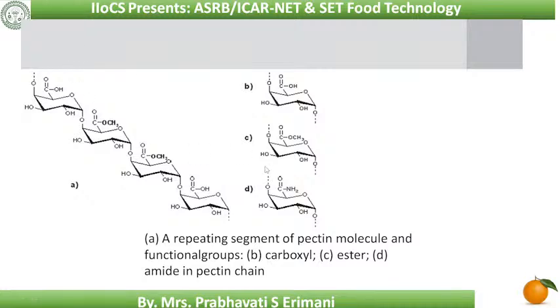This is the structure. You can see a repeating segment of a pectin molecule. Some of the functional groups you can see here: the carboxyl group is a functional group in this pectin segment, the ester is a functional group in this pectin segment, and amide is a functional group in this pectin chain. So this is the repeating segment of the pectin molecule.